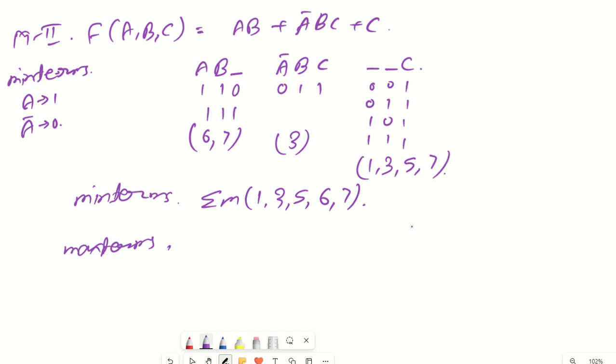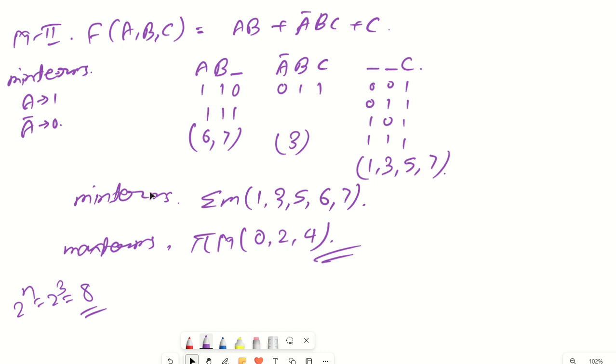And similar to that, max term. Since it is 3 variables, total 8 numbers will be there, like 2 to the power n, that is 2 to the power 3. So in that case total 8 numbers will be there. So 5 numbers are already there in min term, so max term will have only the 3 remaining numbers. So that is going to be the product of capital M of 0, 2, 4. So this is my max term expression. So this is going to be little easier. Understood? So this is method 2.